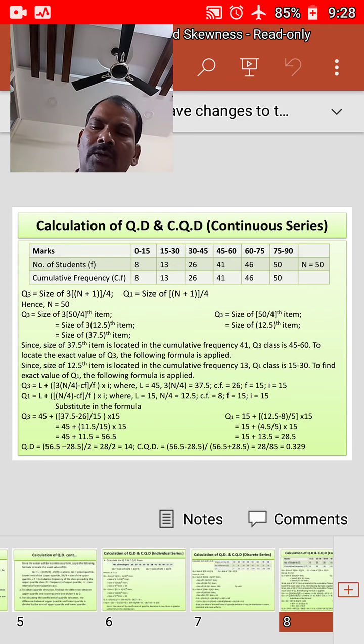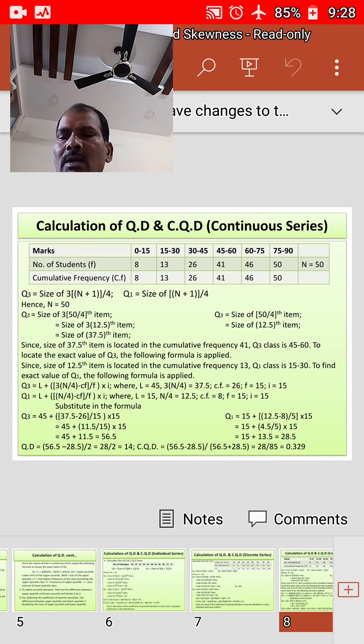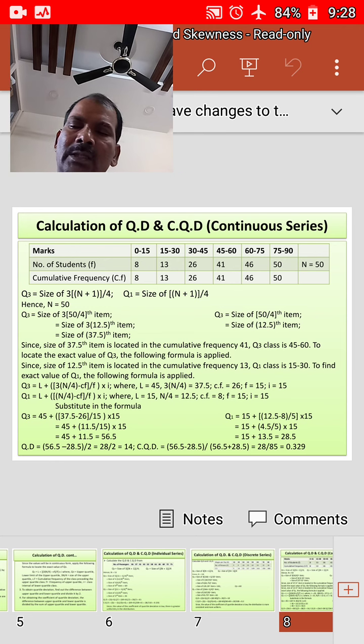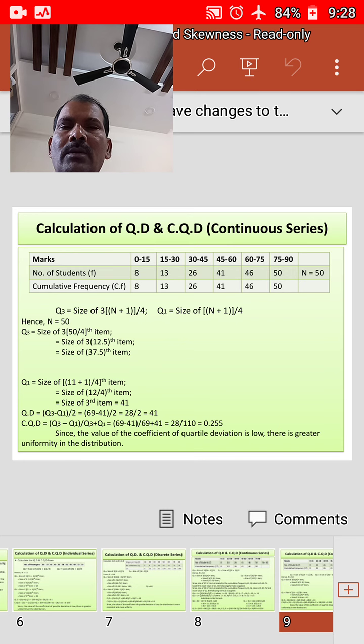Since the quartile deviation of marks is 14 and the coefficient of quartile deviation of marks is 0.3, which is small, the distribution has consistency. By looking at this we can say we have consistency.